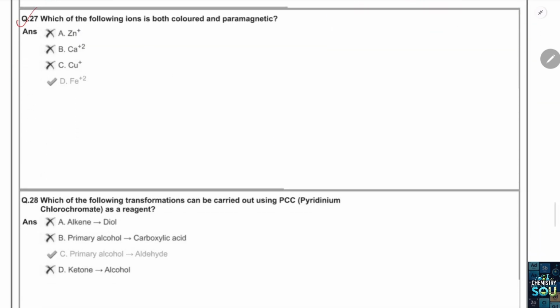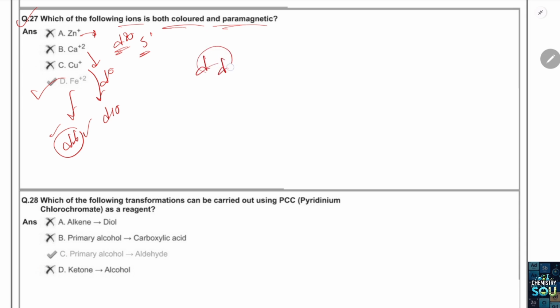Question number 27. Which one of the following is both colored and paramagnetic? Zn2+ is a d10 system. Calcium 2+ is a d0 system. Copper plus is a d10 system. Fe2+ is a d6 system, which means d-d transition is possible only in Fe, and that will give the color in iron. Iron 2+ generally exists in a high spin state, so d6 high spin is paramagnetic. Others can be paramagnetic, but the color arises due to the d-d transition in the visible range, and that happens for iron only.